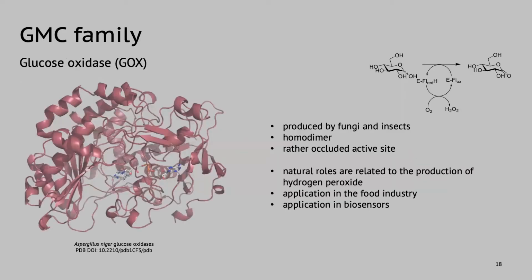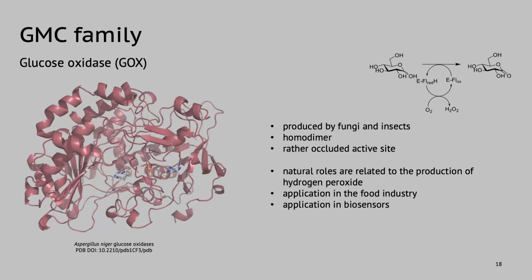Here, glucose oxidase catalyzes the oxidation of D-glucose to D-gluconolactone and is produced in fungi and insects. The narrow substrate acceptance is really in line with the structure of glucose oxidase, which revealed a rather occluded active site. Its main natural roles are related to the production of hydrogen peroxide. Its physiological role as a weapon against other microorganisms has been proposed. And also because it is well represented in fungal species, an association with lignin degradation is suspected.